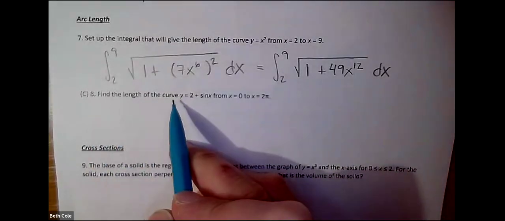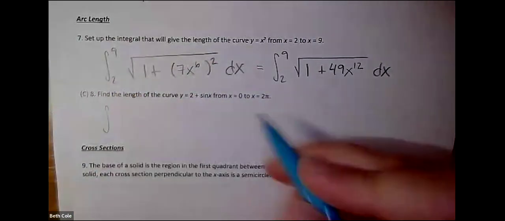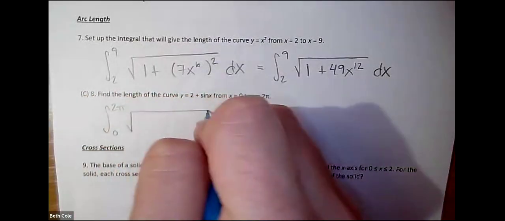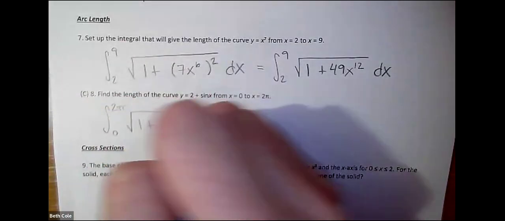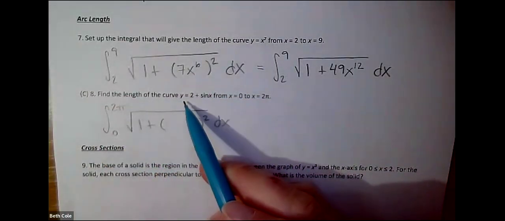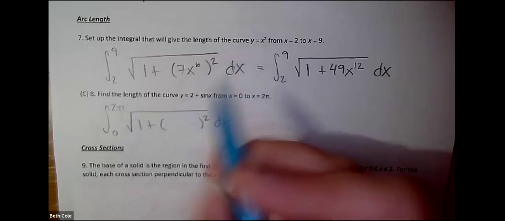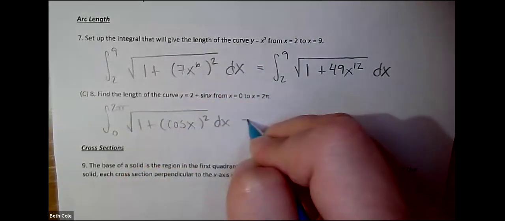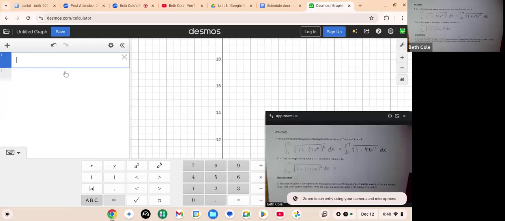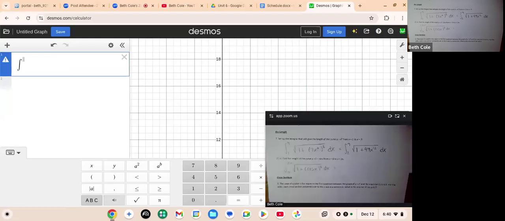This one's calculator, so we're going to set it up and then go put it in the calculator. So we want to go from 0 to 2 pi. Again, set it up blank. It's going to be 1 plus the derivative squared. So derivative of 2, that's a constant, that's going to just go away. Derivative of sine is cosine. And so I'm going to just put this in the calculator. Again, make sure you're in radians. Anytime you do trig, you're going to need radians.